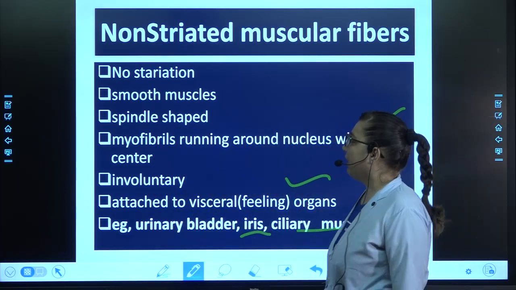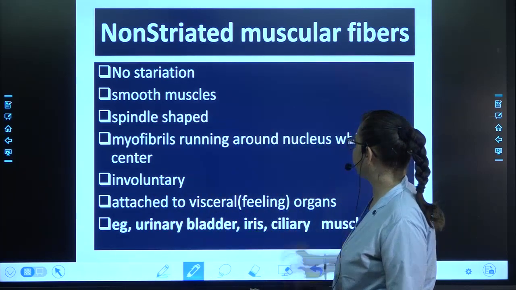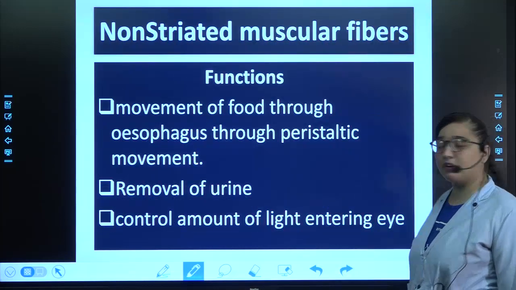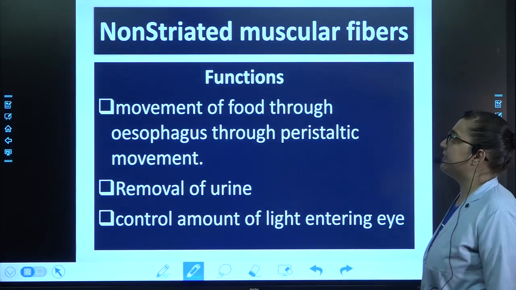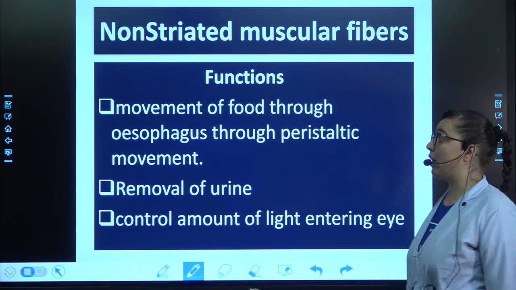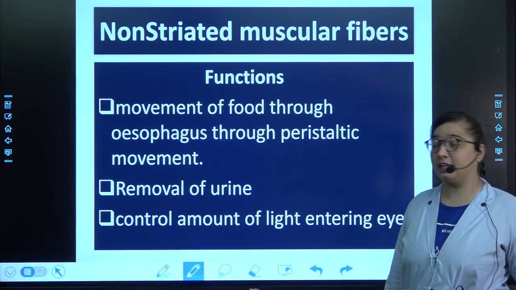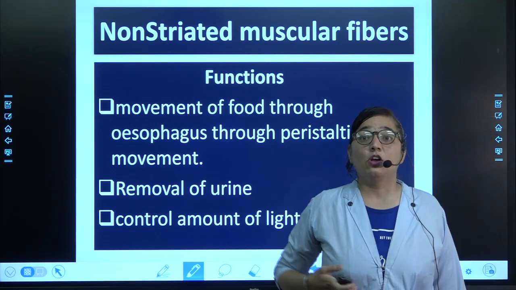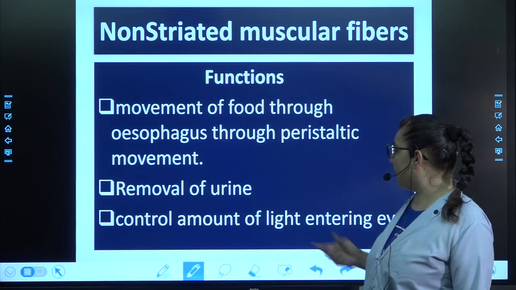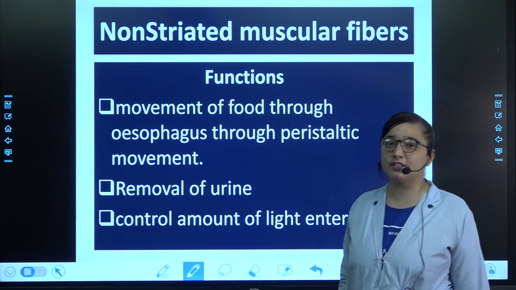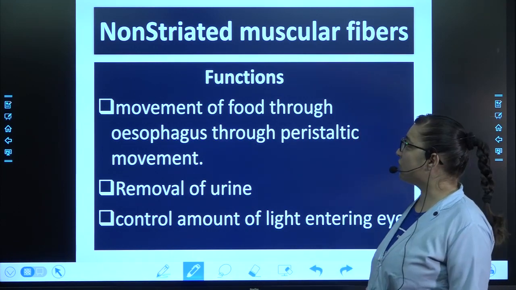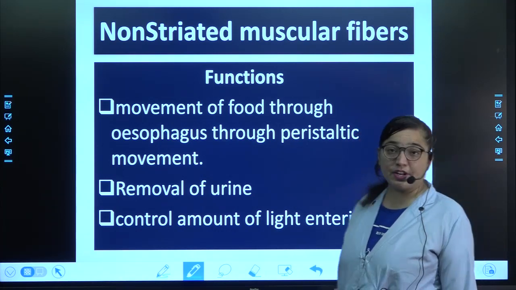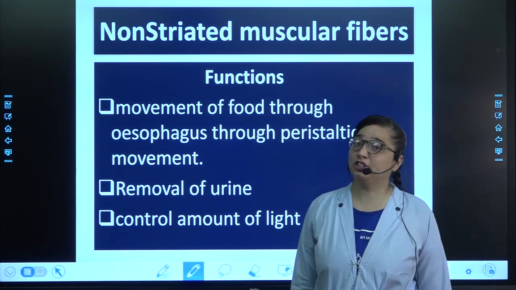So here it is. Now the functions that we already saw: it is helping in the movement of food through the esophagus by peristaltic movement, the removal of urine, it will also control the amount, and it will control the amount of light which is entering our eye. So that's all about the function of these non-striated or smooth muscular tissues.